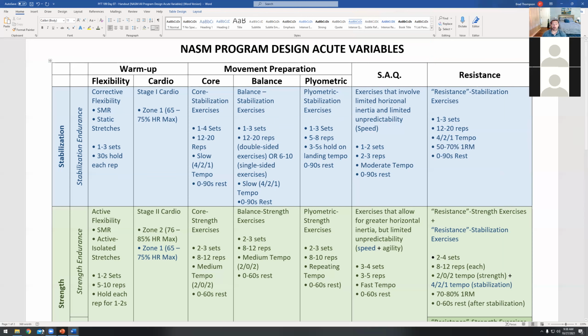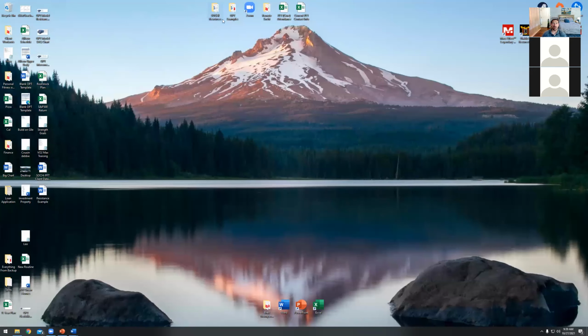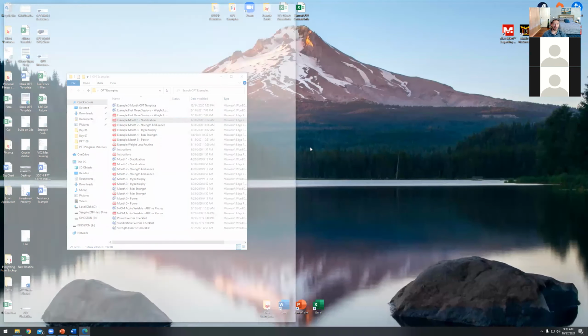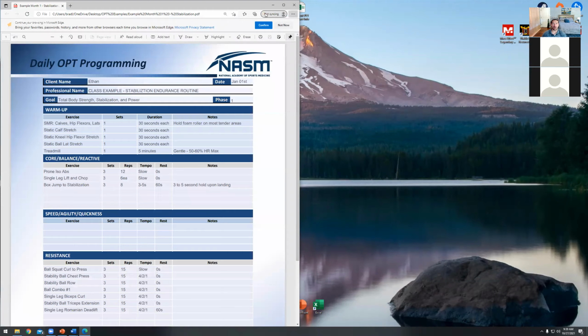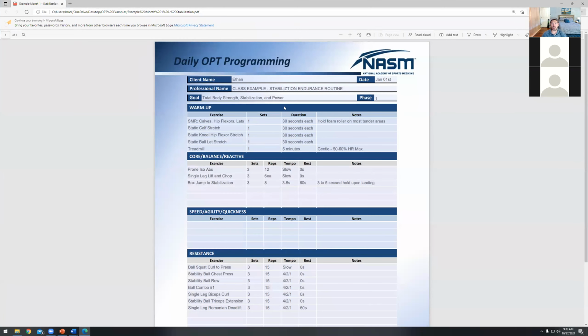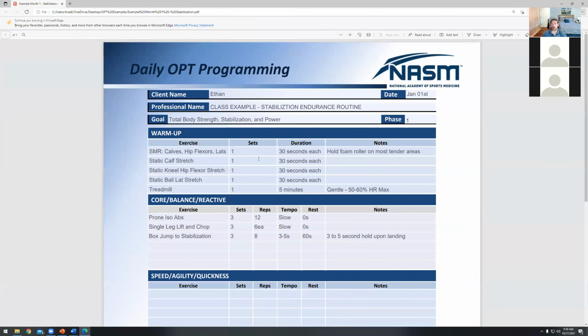This is sort of how we're going to do this. If we decide to write a full routine based around this, here's an example stabilization version for a client who is trying to develop stability. Let's say it's January, just the beginning of the year. We're going to start with their calves, hip flexors, and lats, because that's what's tight on them.